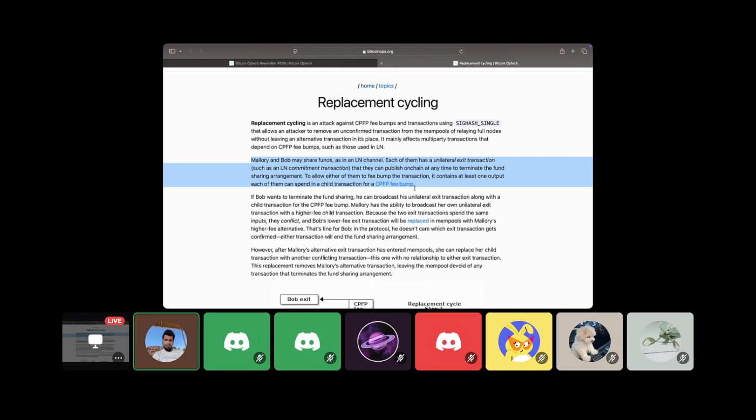So these Lightning channels are initiated with a transaction that is known as a funding transaction. In our example, Mallory and Bob come together and put their funds in a two of two multi-sig account. And immediately when they establish a channel, they have to create a commitment transaction that allows them to opt out of this channel whenever they want to, right?